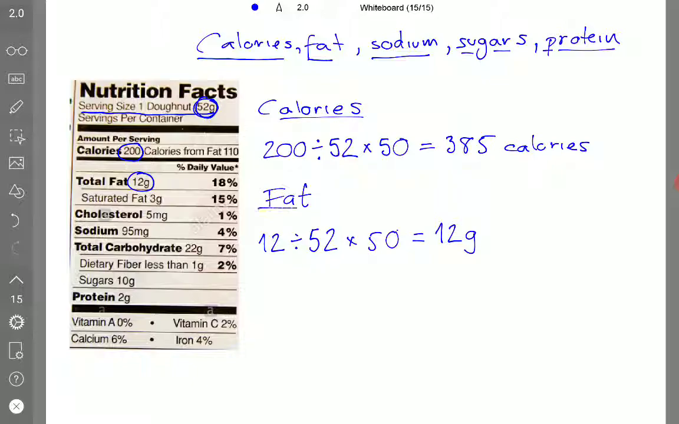And then, just like you did it for calories and fat, you can do something like that for sodium, for example. So if you were to do that for sodium, you would do a similar calculation. Instead of starting with the number 200 like we did before, you go and find the number reported for sodium, which in this case will be 95. So you would do 95 divided by the serving size, which is 52, and then times 50, and that's how you get your number for sodium. Then you will just have to do the same for sugars, the same for protein, and that's how you get the 5 numbers for each one of your sweets.